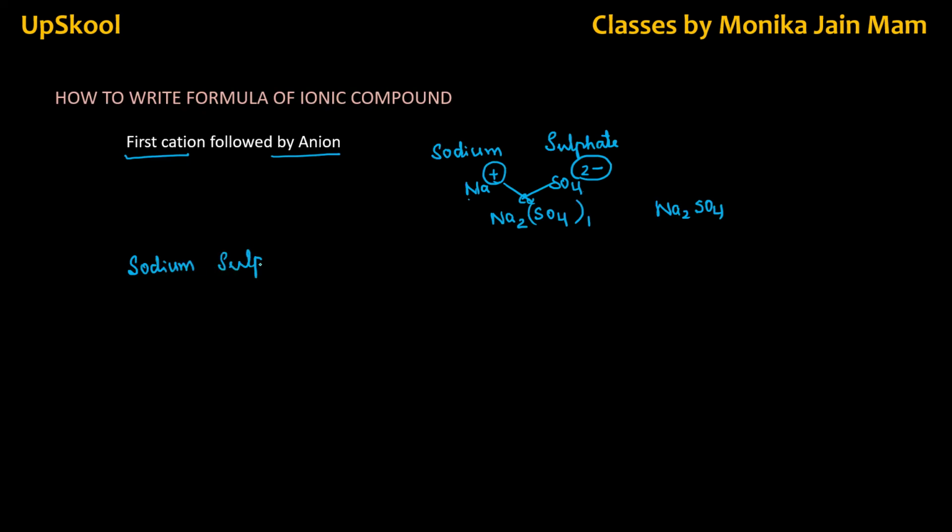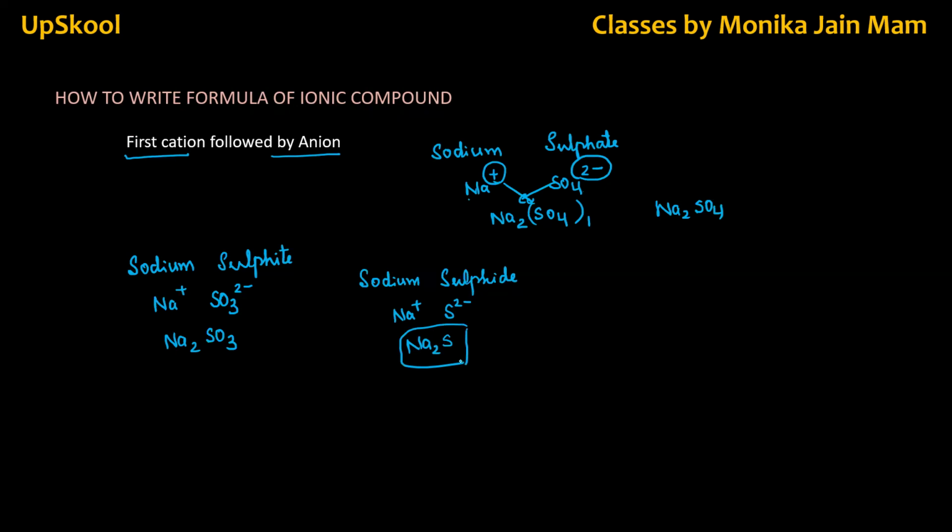Similarly, the formula is sodium sulfite. It is not sulfide. I will take an example of sulfide also. So it is Na, sodium, cation first, anion afterward, SO3 2 negative. Just check. You can give a pause. Write down the formula. It is Na2SO3. Another one, which is normally a confusion for us, sulfide. So it is again sodium sulfide, Na plus S2 negative. So Na2S.